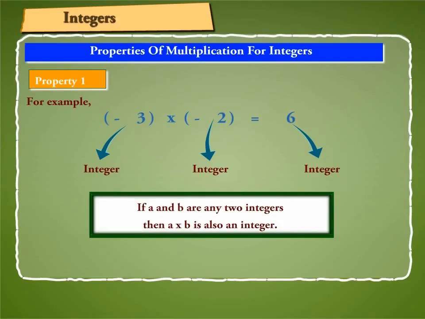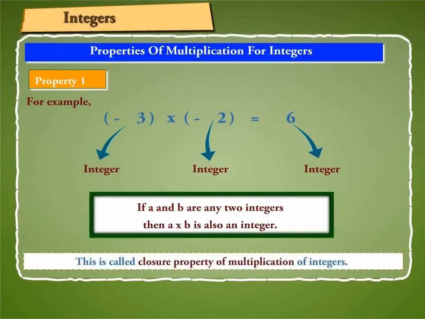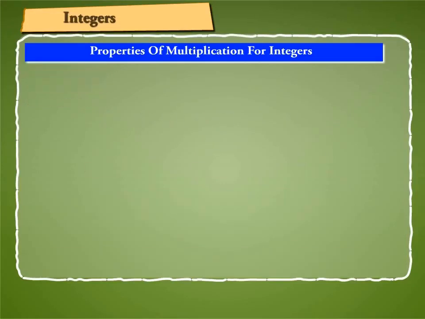Hence, if a and b are any two integers, then a into b is also an integer. This is called closure property of multiplication of integers.